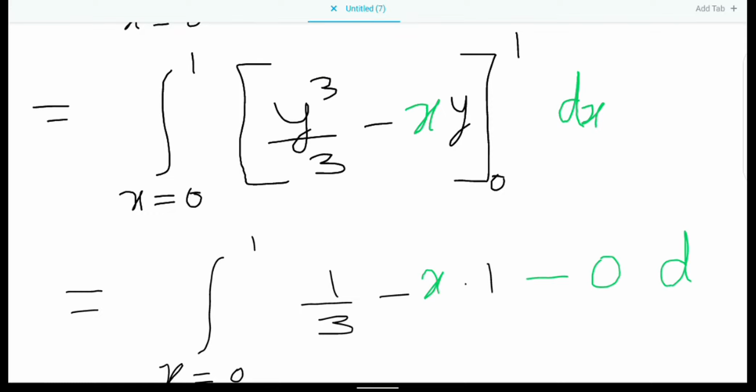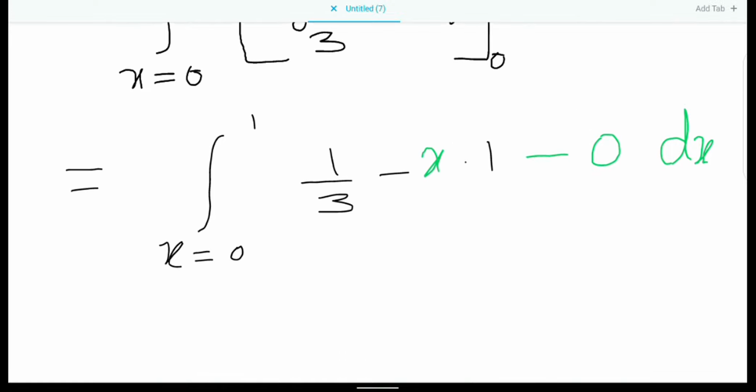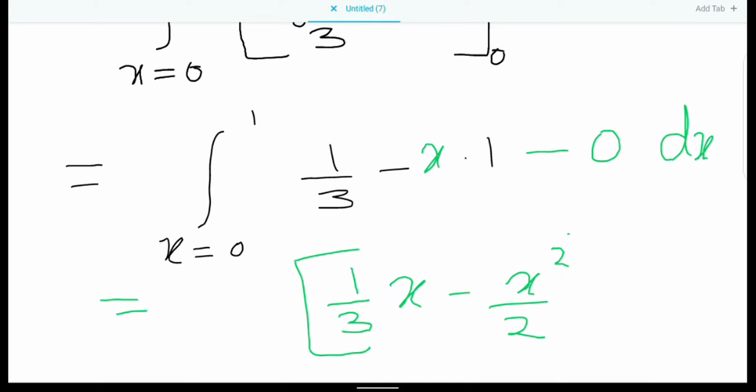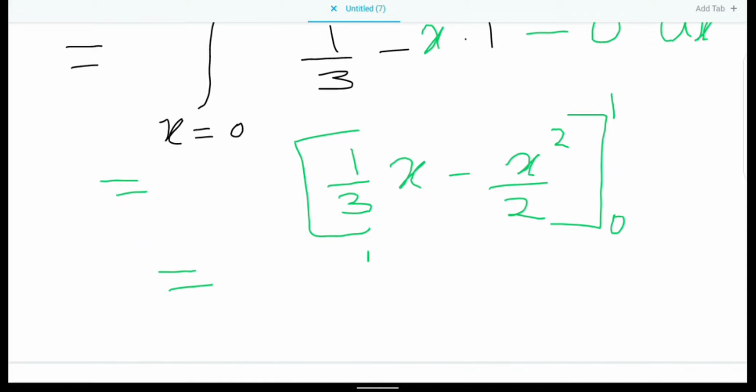Now we need to integrate with respect to x. The integral of 1 by 3 with respect to x is x by 3. The integral of x with respect to x is x squared by 2. We need to integrate from 0 to 1, and if we do it, we have 1 by 3 minus 1 by 2, and that is equal to minus 1 by 6, and we are done.